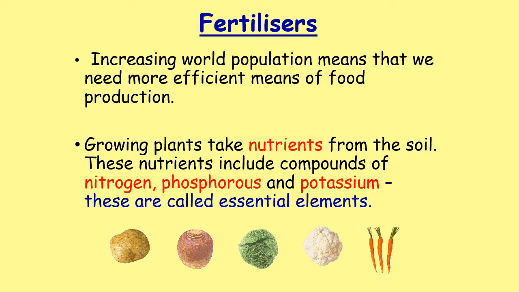The three most important nutrients that plants need are nitrogen, phosphorus, and potassium, which are called the essential elements. The symbols for those elements are N for nitrogen, P for phosphorus, and K for potassium. So sometimes fertilizers are described as being NPK fertilizers.